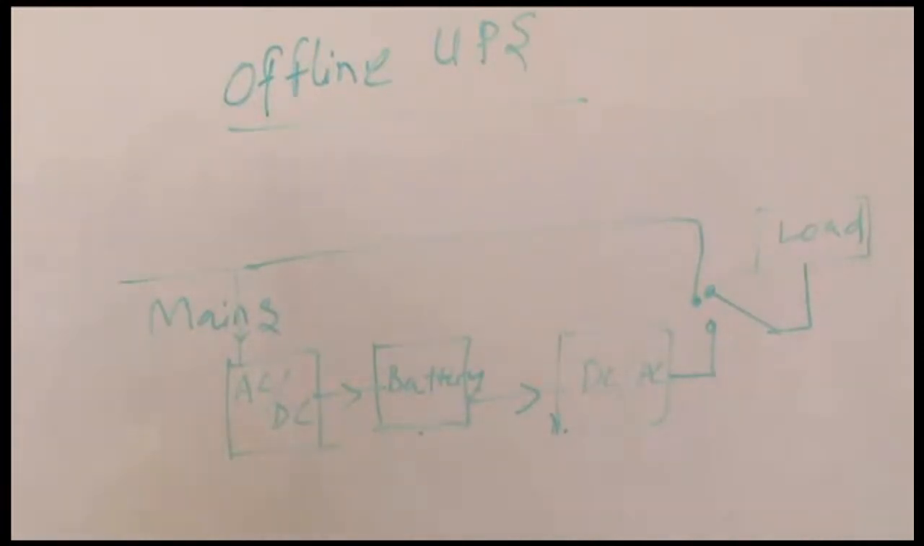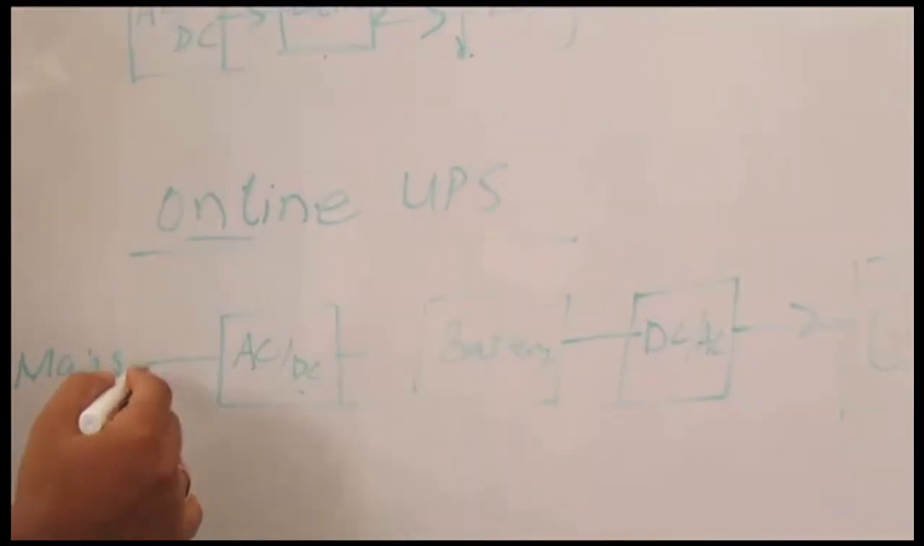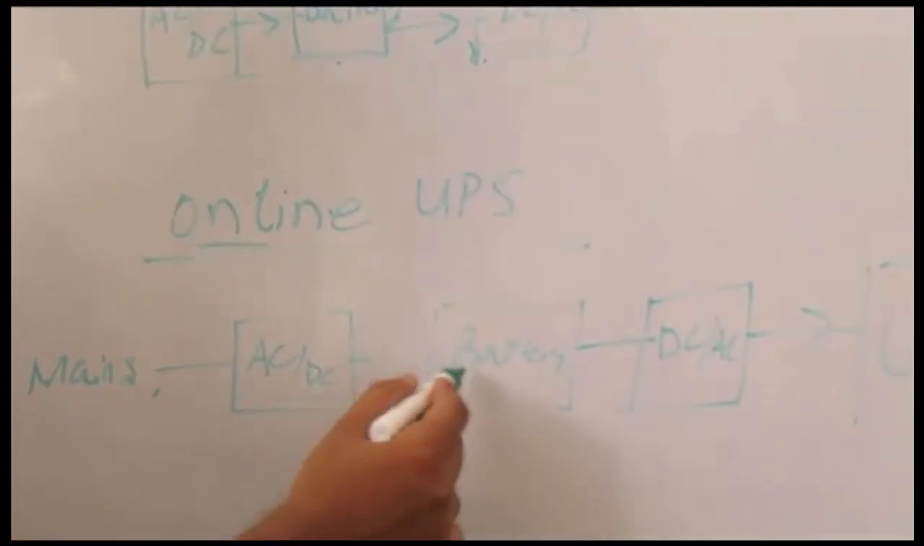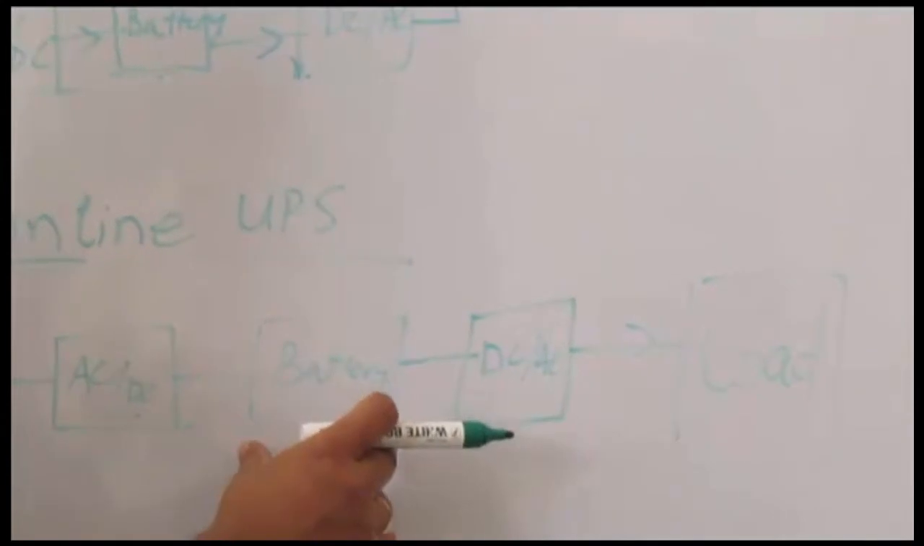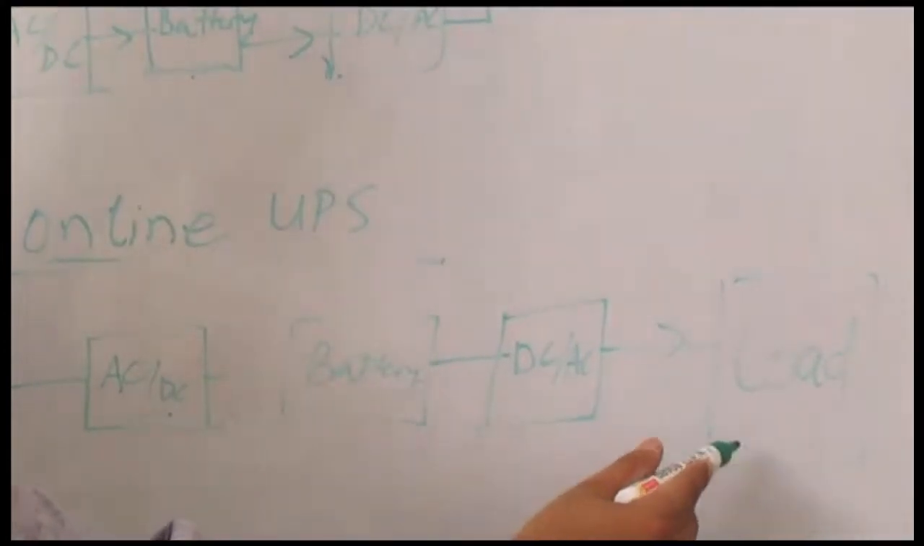Now consider the case of online UPS. In the online UPS, we have an AC to DC converter, which is converting AC mains voltage to DC for charging this battery, and then we have a DC to AC converter, which will convert the power of this DC battery to AC voltage here, and this load will get the AC voltage here.